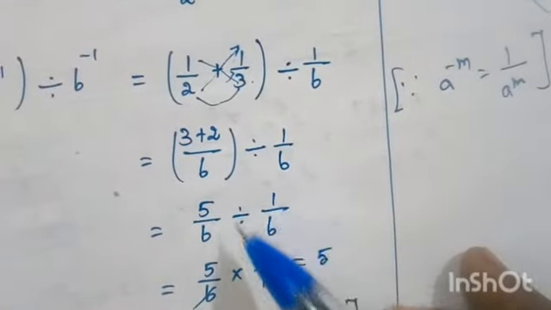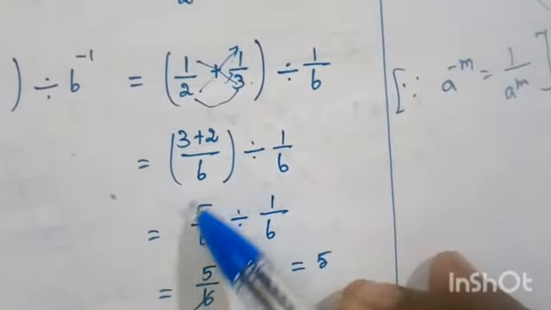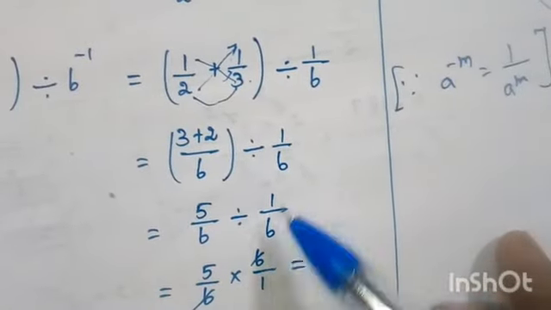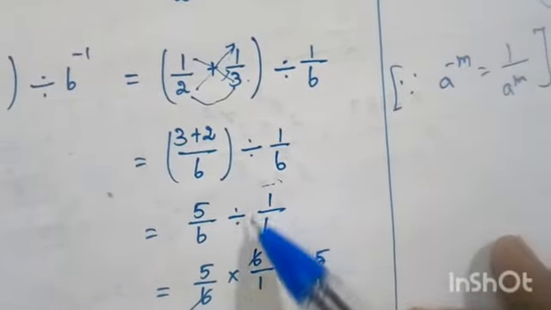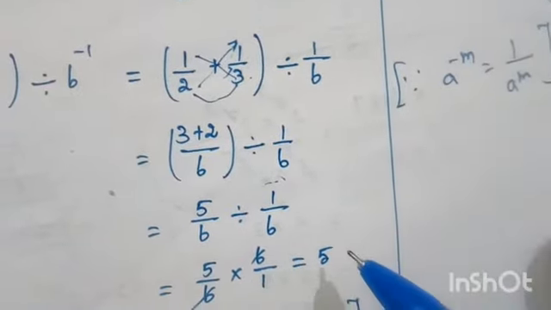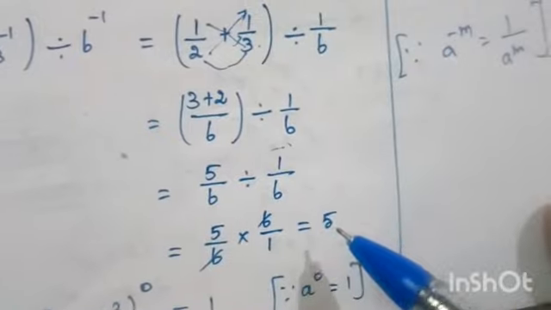So we have a division. You have to apply the division rule. The first fraction you just take and write. Division becomes multiplication. Then the second number you have to take the reciprocal, that is 6 by 1. 6 cancels. So it becomes 5.